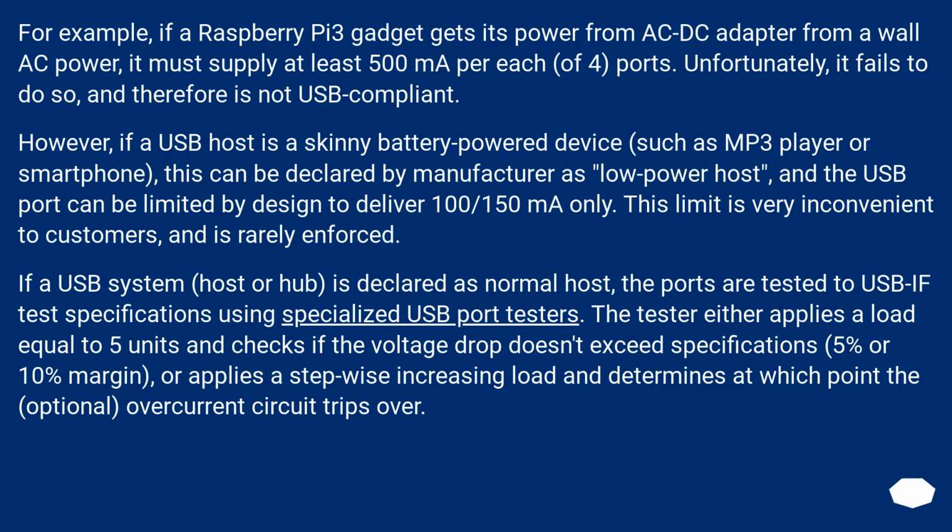If a USB system, host or hub, is declared as a normal host, the ports are tested to USB test specifications using specialized USB port testers. The tester either applies a load equal to 5 units and checks that the voltage drop doesn't exceed specifications, 5% or 10% margin, or applies a stepwise increasing load and determines at which point the optional overcurrent circuit trips.